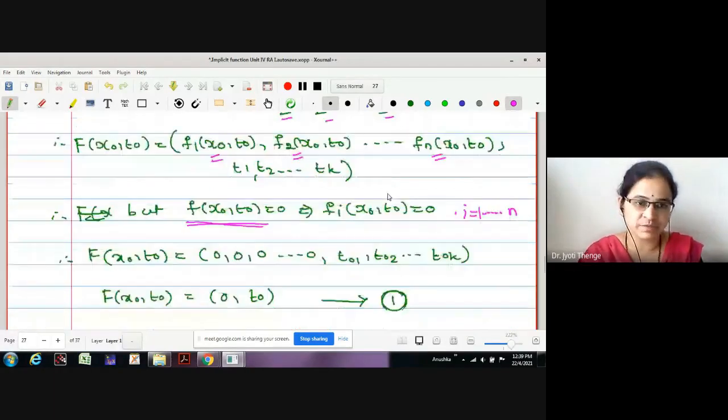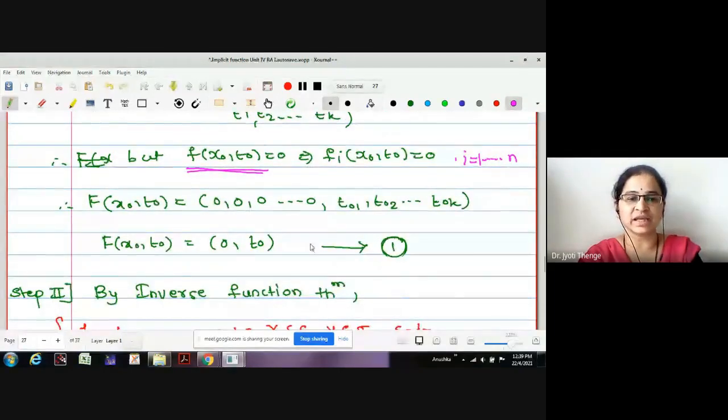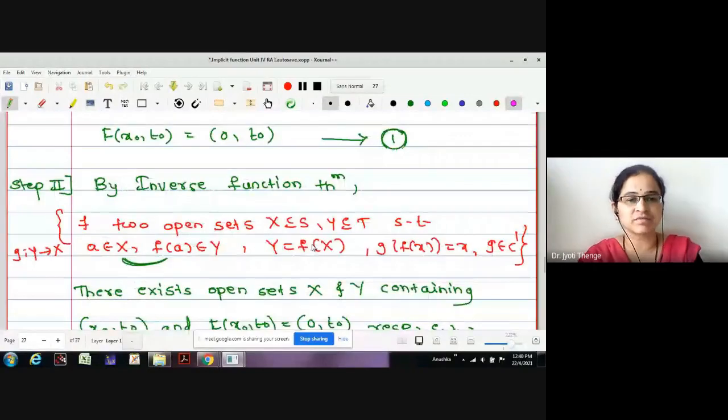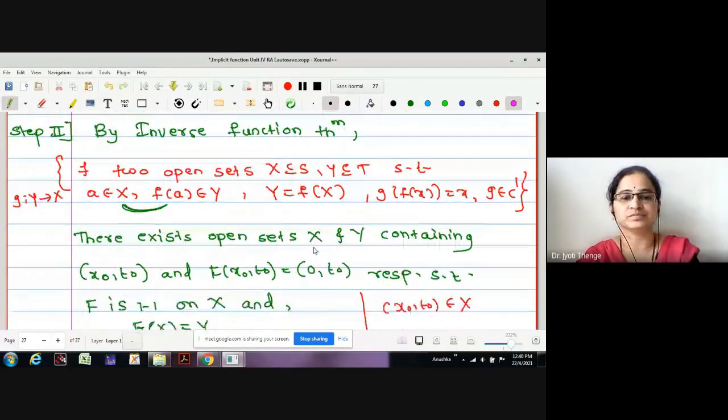So in the first step, we have constructed capital F. We have found the value of its Jacobian. We have found the value of this capital F at the point (x naught, t naught). Now in the second step, we are going to use the inverse function theorem. We will construct the inverse function g, and understand how this g behaves.